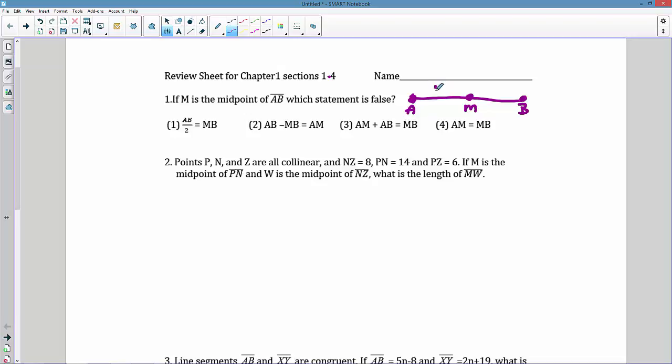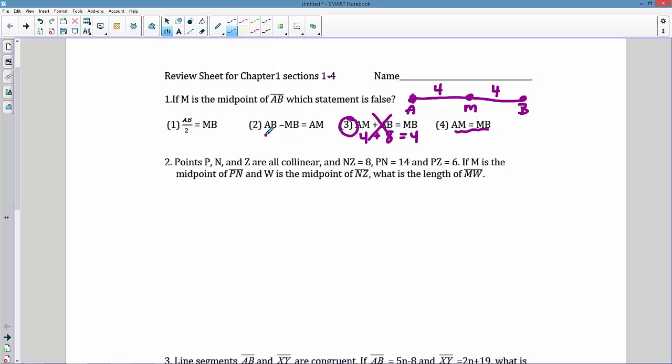So let's make up a nice easy number, 4 and 4. Remember, if M is the midpoint, that means that AM equals MB, right? Which is right here, so you know that this one is true, okay? 4 equals 4. Let's try this one, put some numbers in. So let's use our numbers that we just made up. So AM, the distance between A and M, is 4. AB is 8. And they're saying that equals 4. So you can see right away that 12 doesn't equal 12. So this is the false statement, okay?